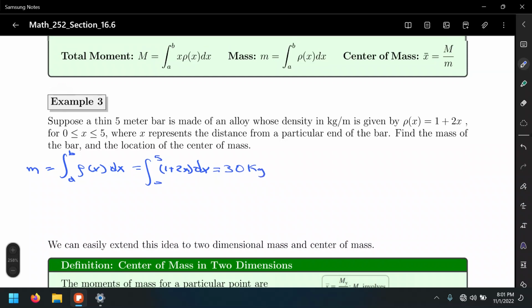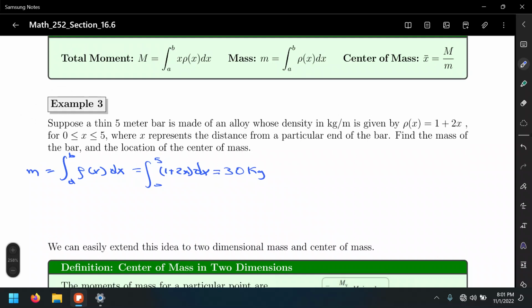Let's find the total moment, because in order to find the center of mass, we need the total moment, since the center of mass is the total moment divided by the mass. The total moment, big M, is given by a very similar integral from a to b, but in this case x times rho of x dx. That's the integral from 0 to 5 of x times 1 plus 2x dx, which in this case is 575 over 6. I'm giving you the answer instead of evaluating it on the calculator, just so you can see the picture of what's next.